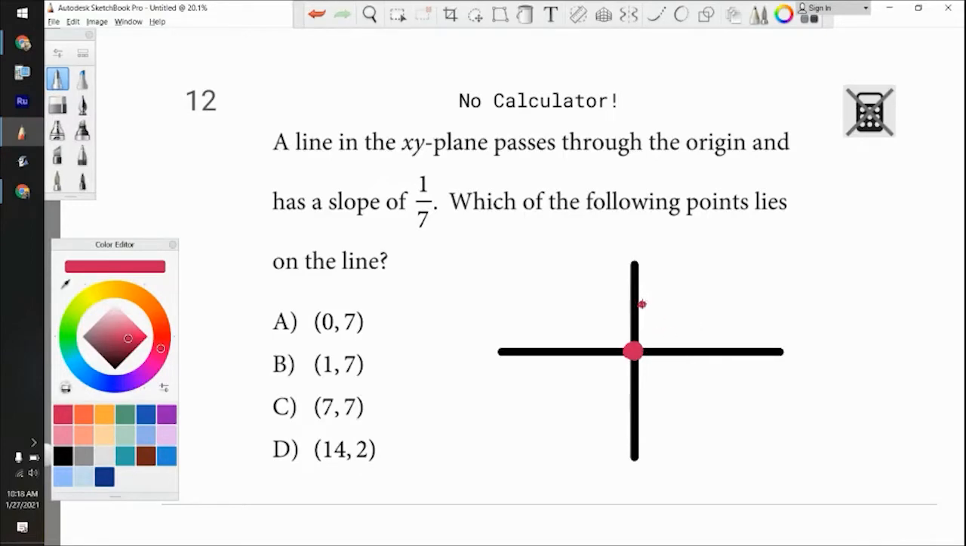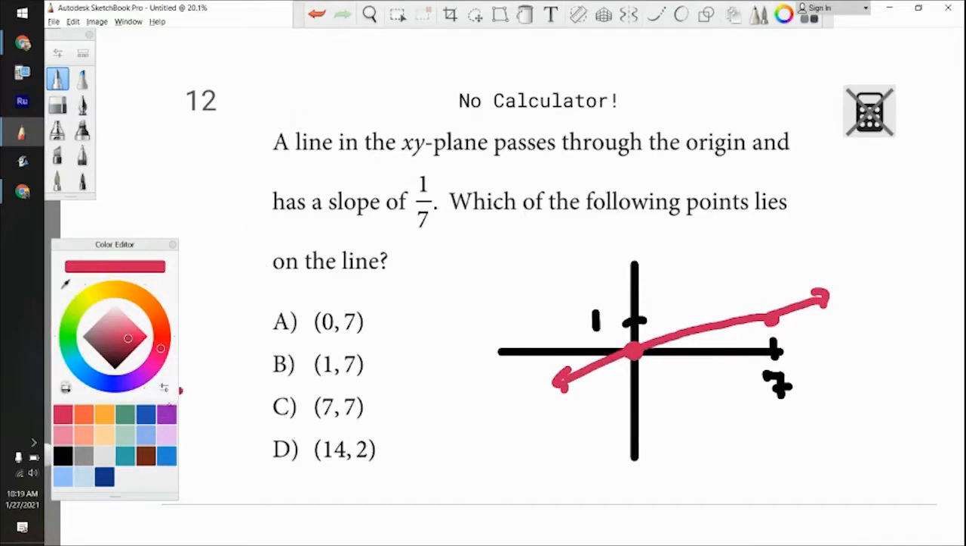So that means it would go up 1 over 7. So here's going up 1, here's 7. I'm not going to draw all the other ones because it doesn't really matter. There's only 2 points here that are needed to make the line. And then we're just going to connect these like so. Okay, it's saying which of the following points lies on the line.